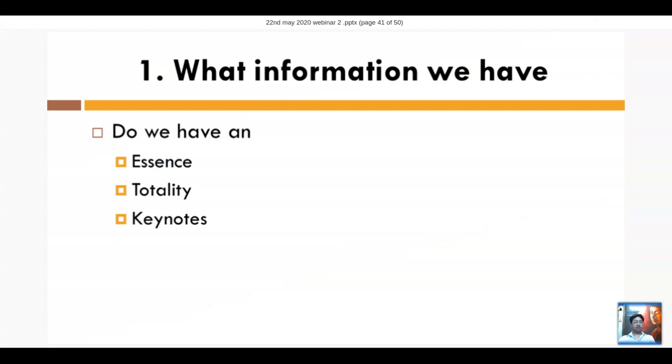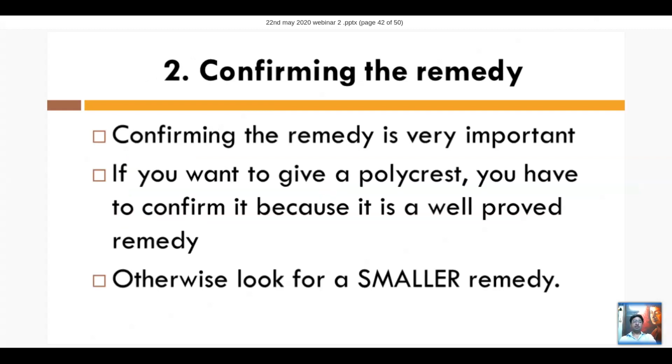So what did we discuss today? We discussed first what types of information we have. We discussed that we have essence, totality, and keynote, right? Then the second thing, that confirming the remedy is very important. If you want to give Polycrest, you must have confirmatory symptoms. Otherwise, look for a smaller remedy.